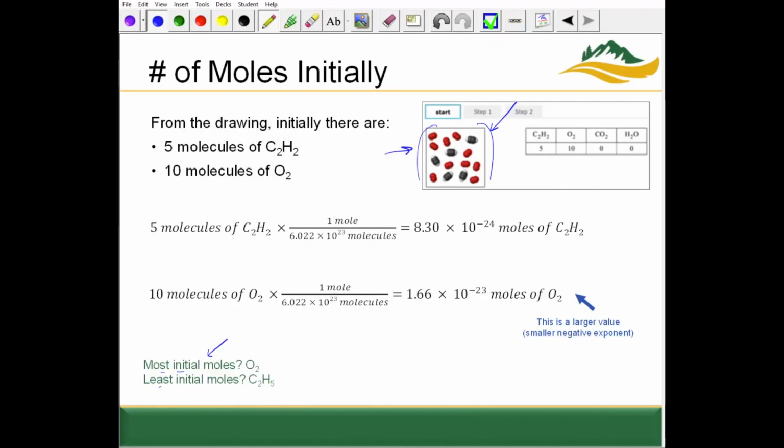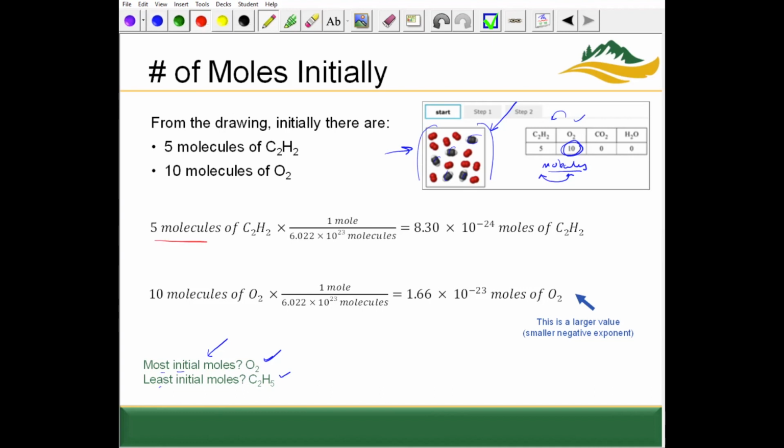So we counted up the C2H2s, there are 5 of them, right? And then the diatomic oxygen, there are 10 molecules to start with. Well, before we convert molecules into moles to confirm this, we can see that initially there are more oxygen molecules than there are C2H2 molecules. This is technically all we need to say that there are more moles of O2 initially compared to C2H2. Well, why can we say that if we have not yet converted molecules into moles? Well, let's do so and see what happens using Avogadro's number.